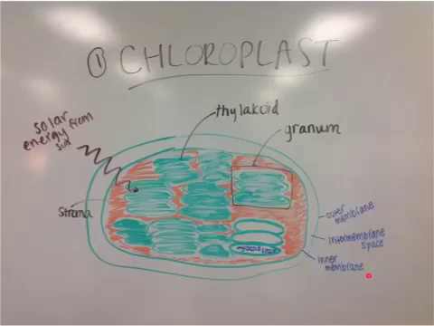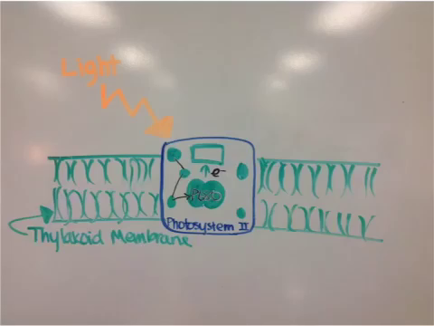So granum is basically a stack of thylakoid cells, and in the thylakoid membrane is where the light reactions take place. Light reaction is just one part of photosynthesis, and here in the stroma takes place the Calvin cycle, which is the second part of photosynthesis. So today we'll be focusing on the light reaction section of photosynthesis.